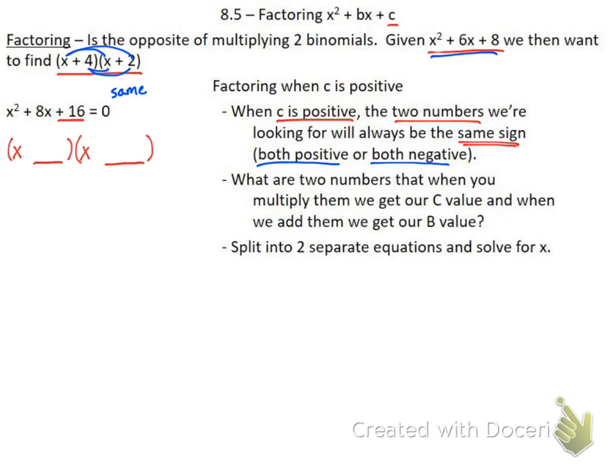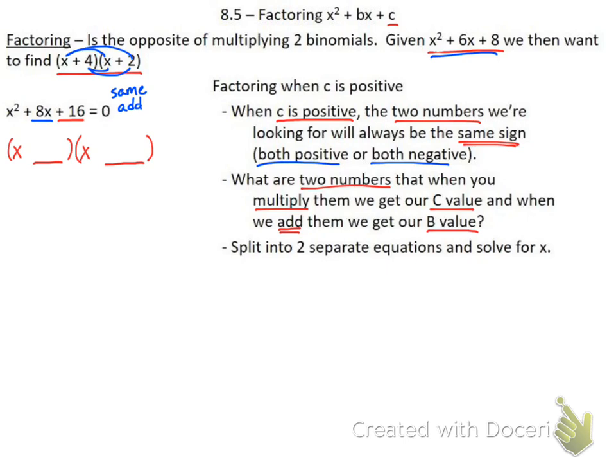So what I want to look for is two numbers that when I multiply them, I get our c value, which in this case is 16. And then when we add them, we get our b value. And again, the note up at the top is I want them to be the same sign, and I want them to add to get me my b value, which is 8. So again, multiply to get my 16, and then add to get me 8.